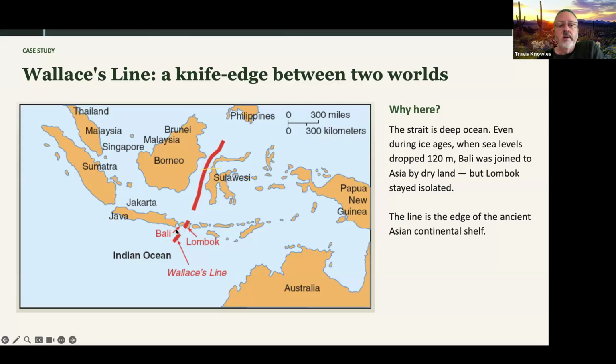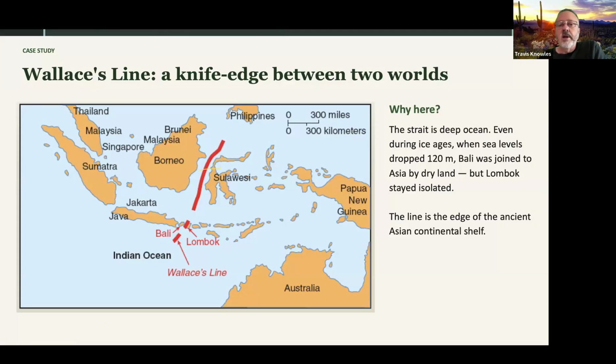right between this island called Bali and this island called Lombok, which today are very close together, but there's ocean water in between them. And then this line extends on up here between Borneo and Sulawesi. The animals on either side of this line are radically different from each other. Okay. And Wallace's line was the description of those differences.